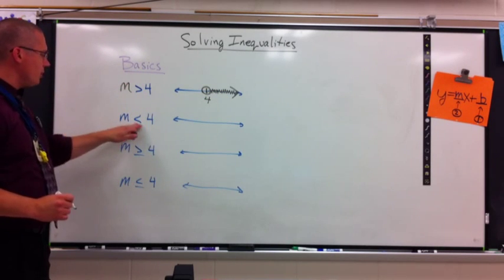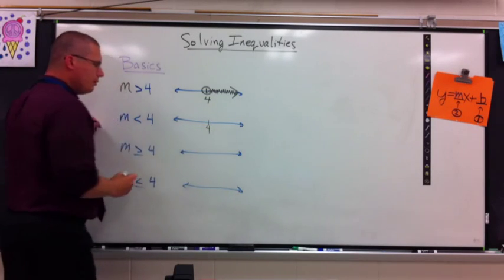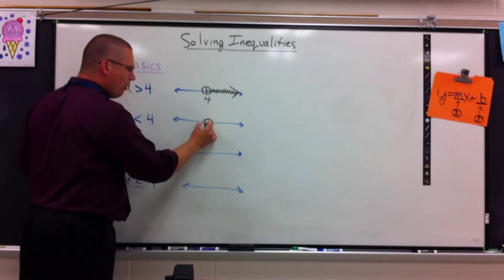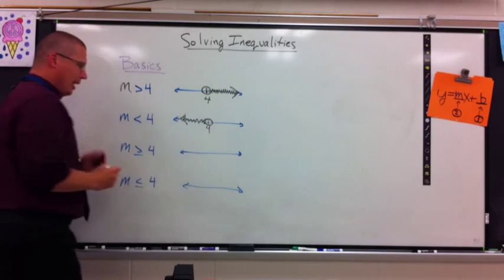Next, all the numbers less than 4. Take your number, mark it on the number line, open circle because I can't touch 4. I'm not allowed to equal 4. Open circle, shade to the left. Put an arrow with my shading.